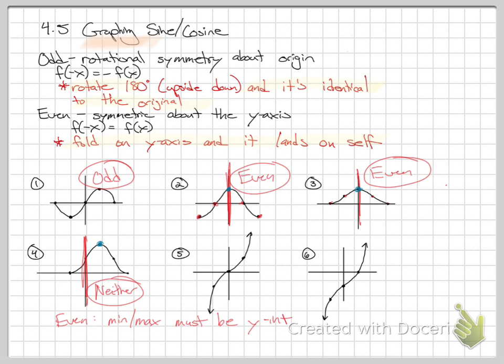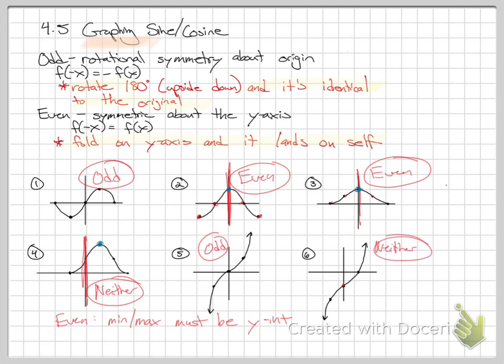Number 5, odd, even, or neither. Again, you have paper. If you sketch it and then you rotate your paper upside down, it should look exactly the same. This is odd. Number 6 is almost the exact same graph, but it's been shifted down. Because it's been shifted down, if you flip your paper over, your graph's going to be up here, which is not exactly the same. So this one is neither.